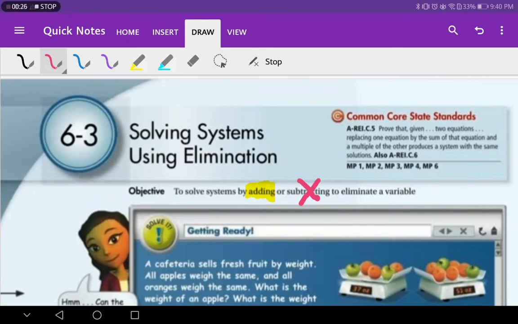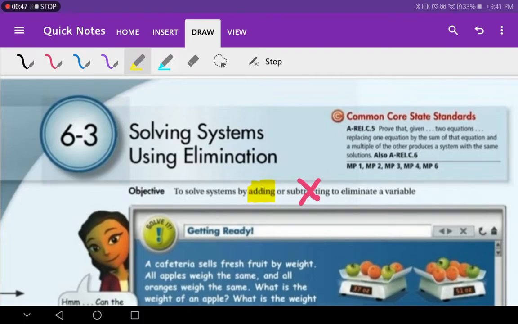Teacher, why are you crossing out subtracting? Because I will not use subtracting. I only use adding. Can we use only adding, teacher? Yes. If you follow me and follow my strategy, your life will be easier, believe me.